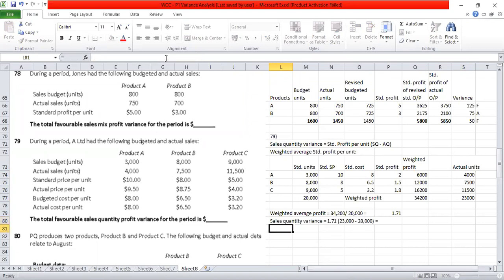Anyway, you can present it. So that's no issue there. Here it is equal to 1.71 into 5130. Is it favorable or adverse? Anyway, it's given as favorable. Why would it be favorable? Because they have ended up selling more number of units than what they have planned to sell. So they plan to sell 20,000 units, but the actual units sold are 23,000. So on that note, it is a favorable variance.